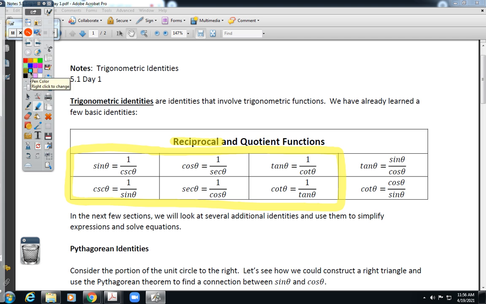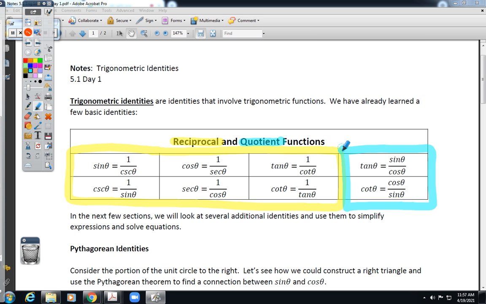And then these two over here are called the quotient trig identities. Tangent is always the sine divided by the cosine, and cotangent is always the cosine divided by the sine. Those are true for every angle, period. These are trig identities. They are statements that are true no matter what angle you plug in for theta. They are true for every single angle.